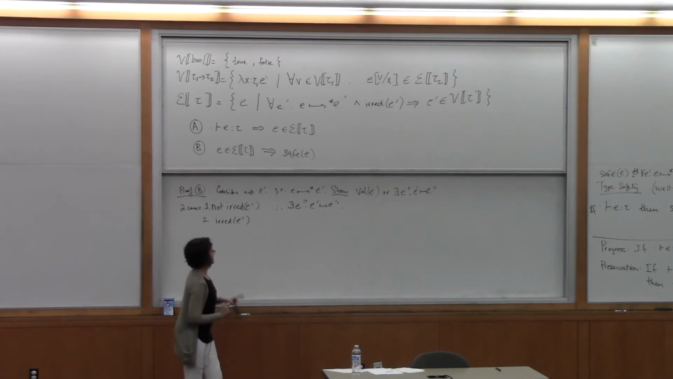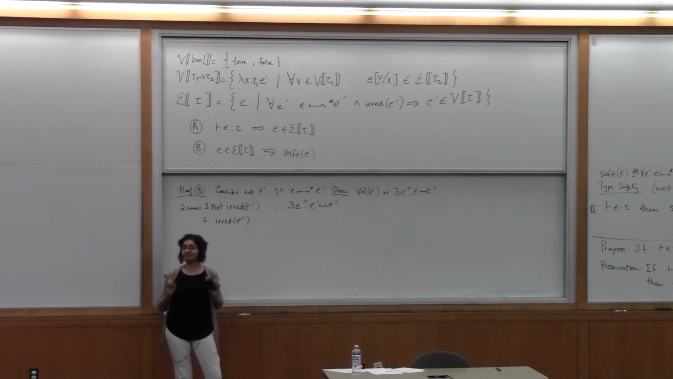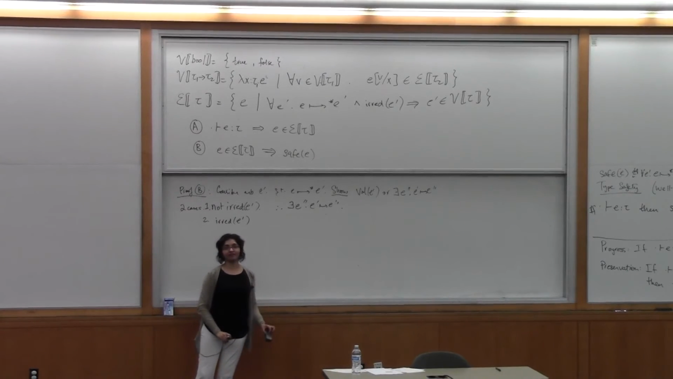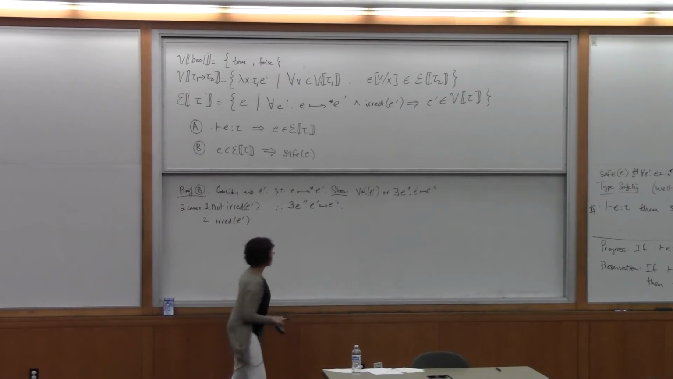Okay? All right. So proving part B is usually very easy. All the hard work gets put into proving part A. And in fact, part A is not going to be provable as written. So let's move on to that.